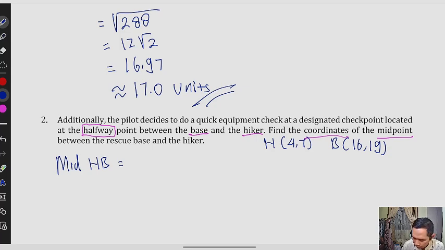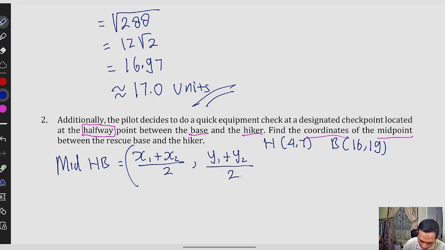Okay. The formula to find the midpoint is just the average of the x-axis: x1 plus x2 divided by 2. This is for the x coordinate, comma. Now for the y coordinate, we put y2 plus y1 or y1 plus y2, same thing.